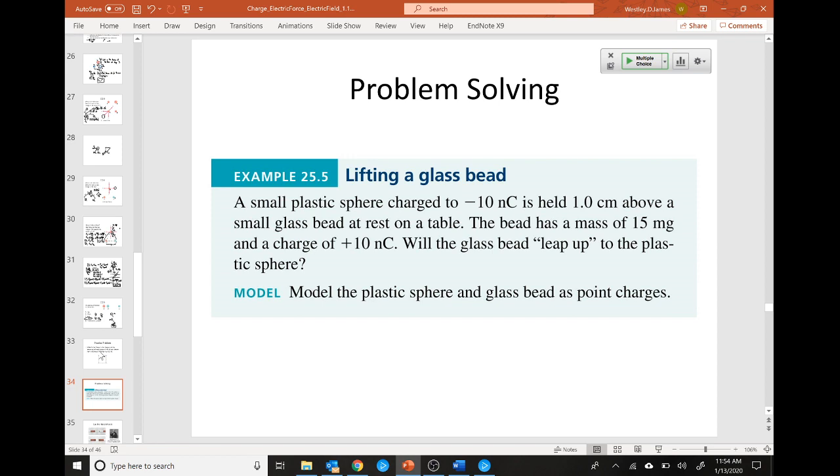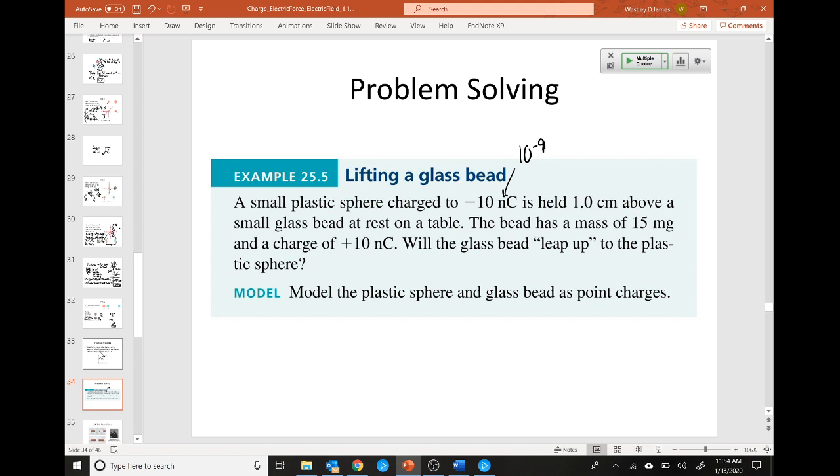So, a small plastic sphere charged to negative 10 nanocoulombs. Remind you all that nano is times 10 to the minus 9. So whenever you see nano, any unit, it's times 10 to the minus 9, is held 1 centimeter above a small glass bead at rest on a table. The bead has a mass of 15 milligrams and a charge of plus 10 nanocoulombs. Will the glass bead leap up to the plastic sphere?